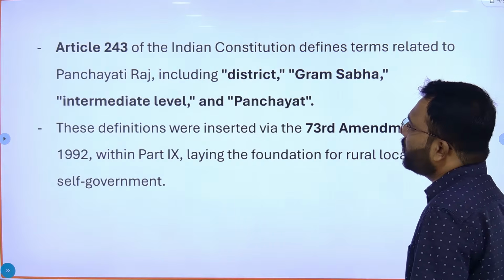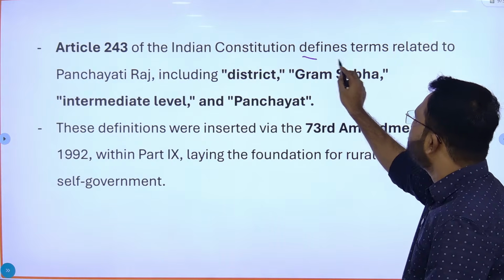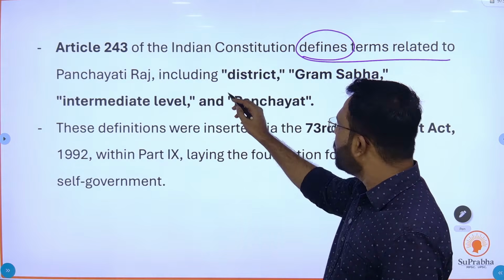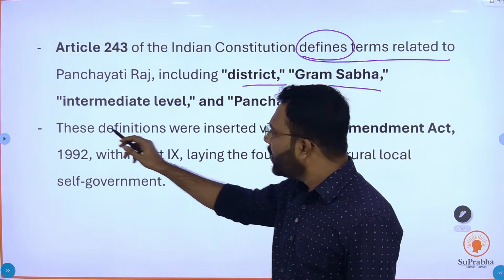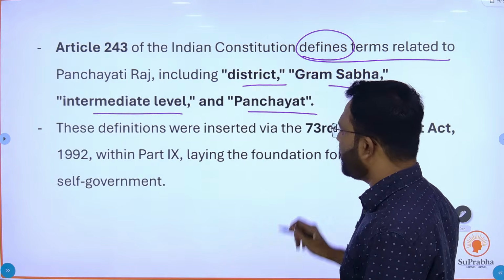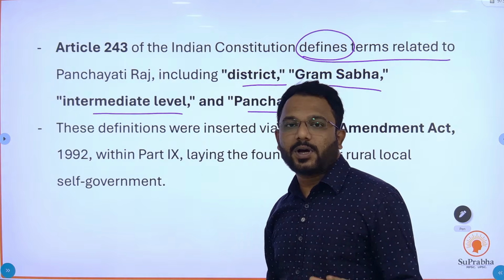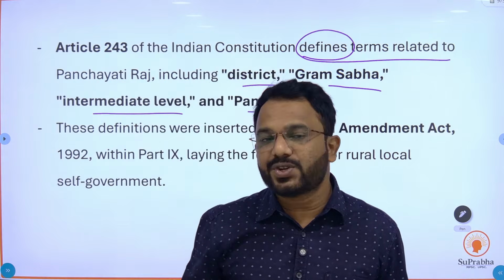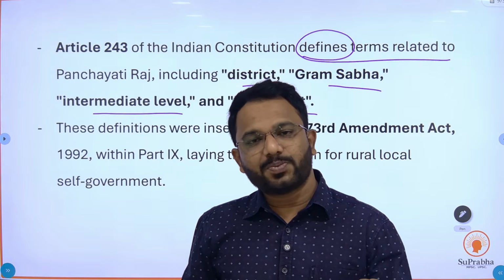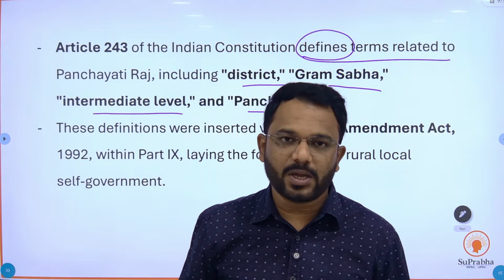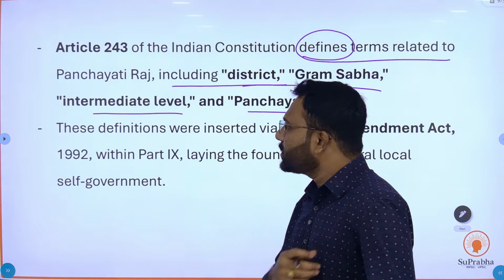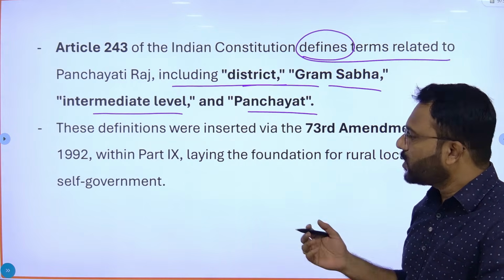Article 243 of the Indian Constitution defines the terms related to Panchayati Raj, including district, Gram Sabha, intermediate level and Panchayat. So in this Article 243, each and every definition has been mentioned in our Indian Constitution. That's why Article 243 includes all these definitions, or terminologies.